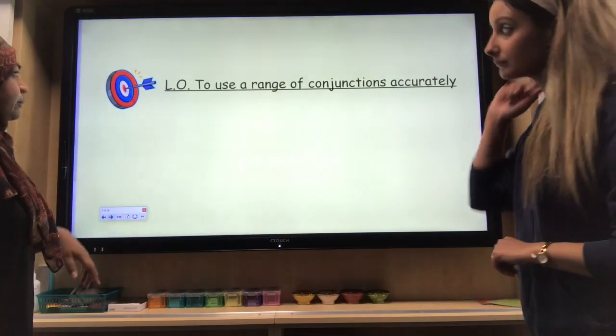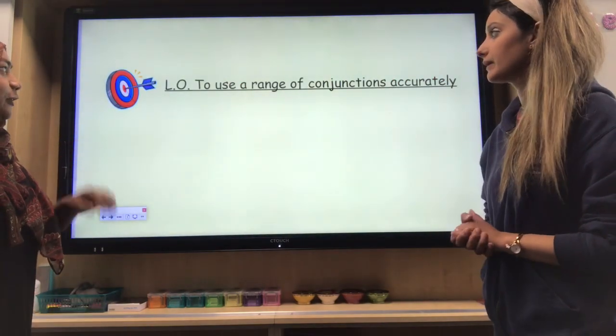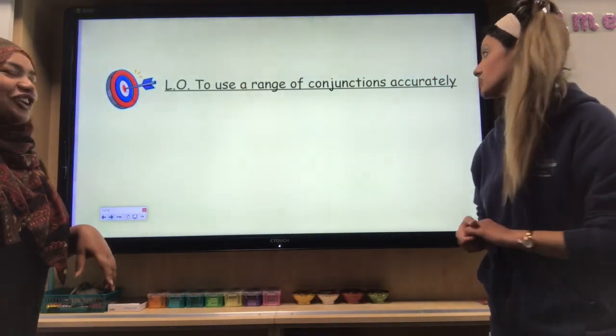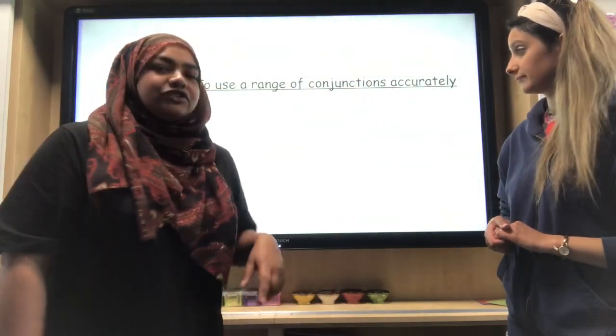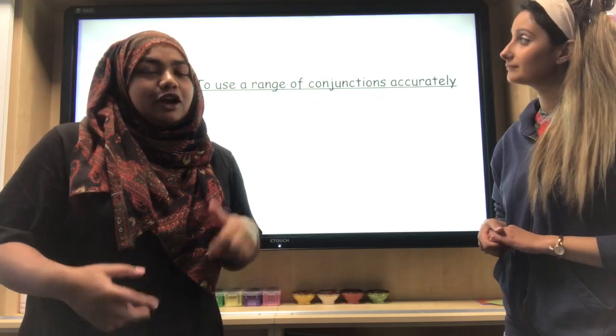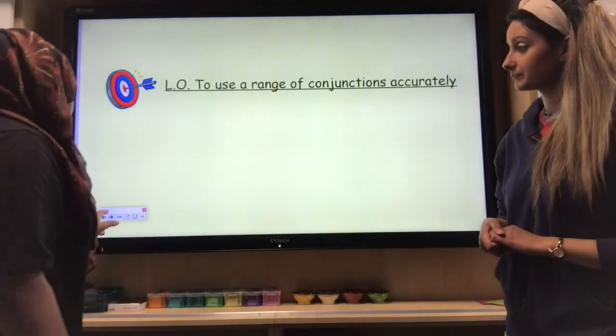So, today our LO is the following: to use a range of conjunctions accurately. And that's a key word there, accurately. And we've already looked at conjunctions, so you should all be very familiar with the 2 different types, okay?